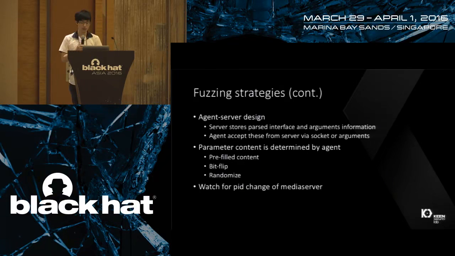So we do a pre-parsing on this argument information, and we will store it in a database or JSON or whatever you like. And we will use an agent-server design to do the fuzzing, because we will run the agent on an Android phone, and the agent will accept input from the server via socket or direct command line arguments. And we have the parameter info, but how do we fill the parameters?